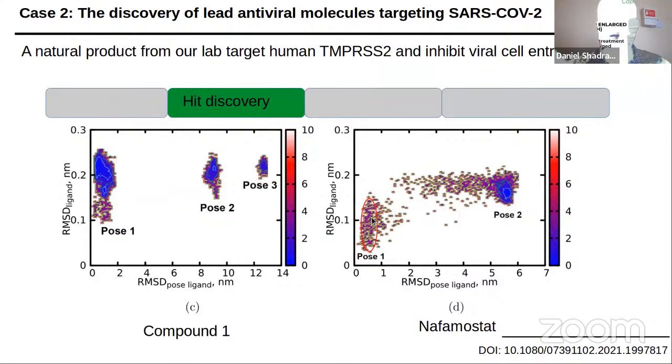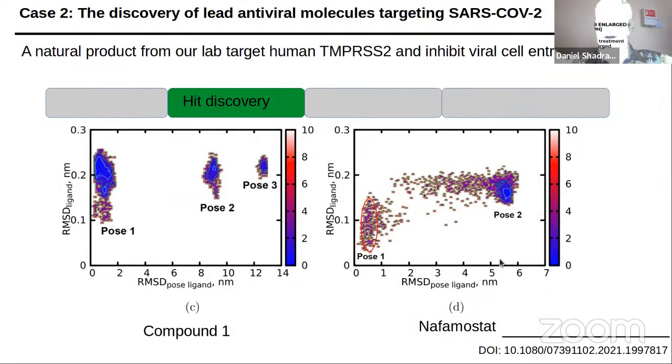So if we compare nafamostat and compound one, we chose the pose RMSD, the RMSD of the ligand. We saw this could be an important reaction coordinate because it measures how much the ligand is really fluctuating from the initial pose. If there is higher fluctuation, it means the ligand is really fluctuating in the pocket, which could indicate lower activity or less affinity.